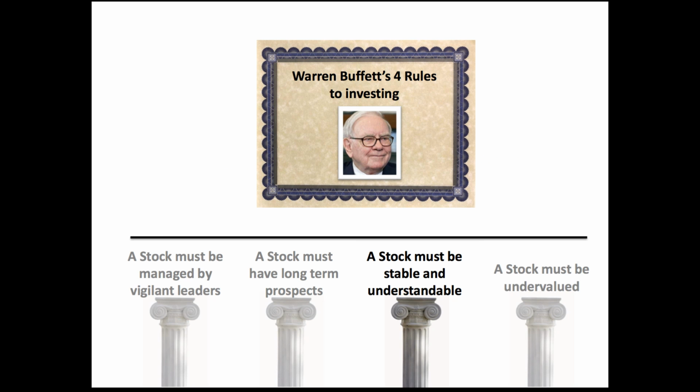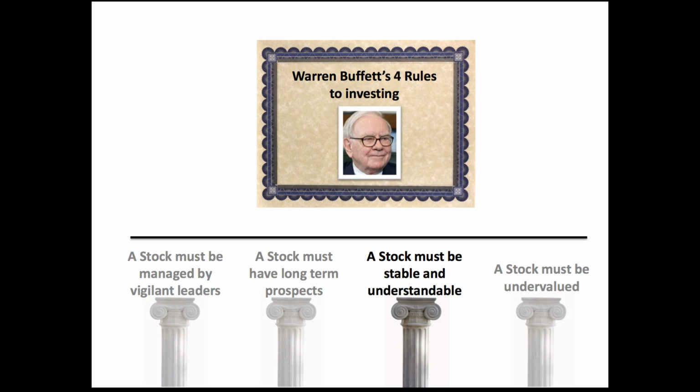So this concludes our third rule. A stock must be stable and understandable, and hopefully those tools that I showed you on MSN Money will come in handy. Make sure you go back there and try that with a couple different companies so you can look at how that equity is grown, which is the book value. You can look at that earnings per share and see how that's trending, and you can also go back and look at that debt to equity and apply that to a lot of the lessons that we learned in Warren Buffett's first rule, which is a stock must be managed by vigilant leaders.